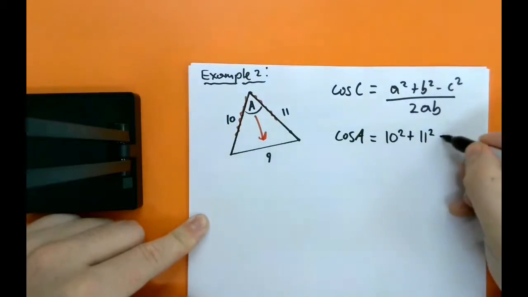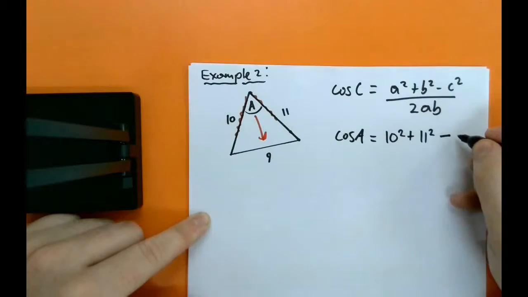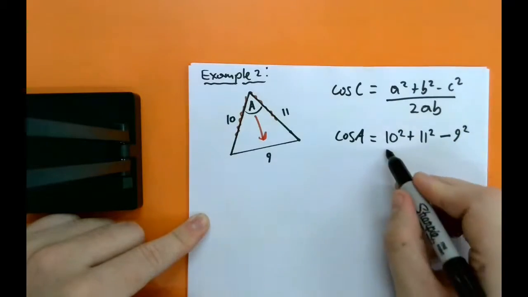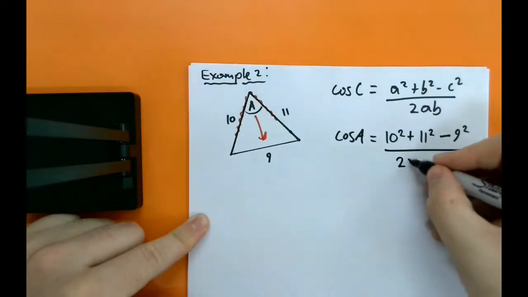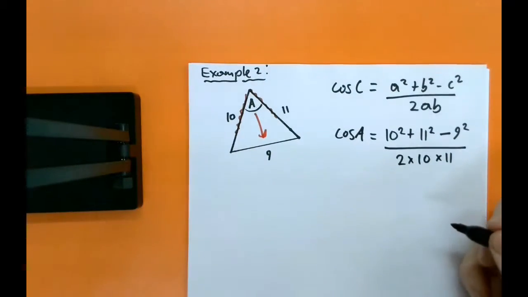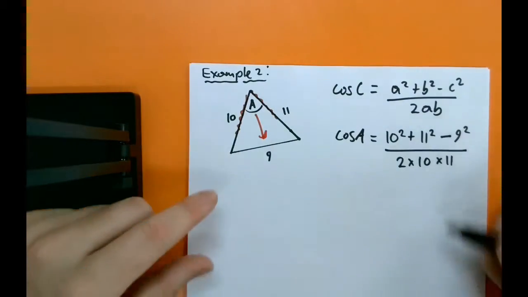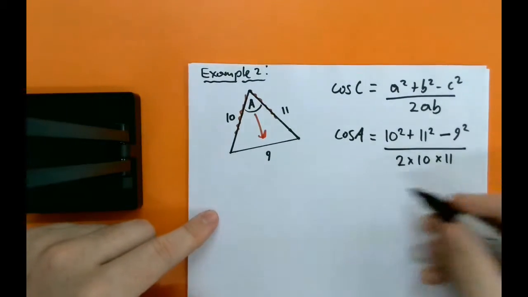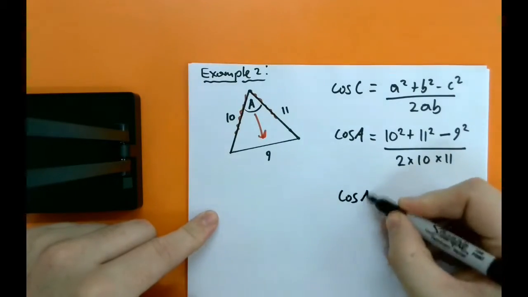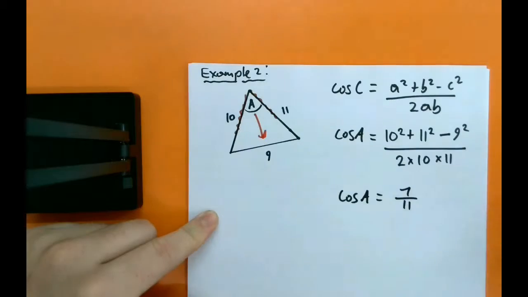Okay, and again, now we're subtracting off the side opposite the angle that we're trying to find. So this will be minus 9 squared, all over 2 times 10 times 11. Okay, so I cannot stress that enough. We're subtracting off the side that's opposite the angle that we're trying to find. Now, after you enter all of this in on your calculator, you're going to end up with cos of A is equal to 7 over 11.